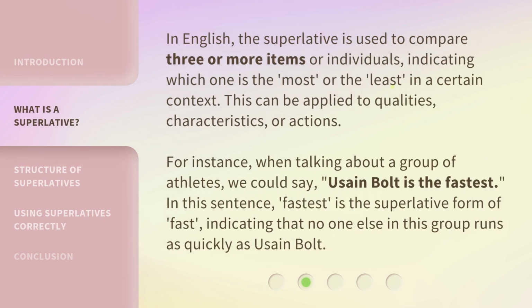In English, the superlative is used to compare three or more items or individuals, indicating which one is the most or the least in a certain context. This can be applied to qualities, characteristics, or actions. For instance, when talking about a group of athletes, we could say, Usain Bolt is the fastest. In this sentence, fastest is the superlative form of fast, indicating that no one else in this group runs as quickly as Usain Bolt.